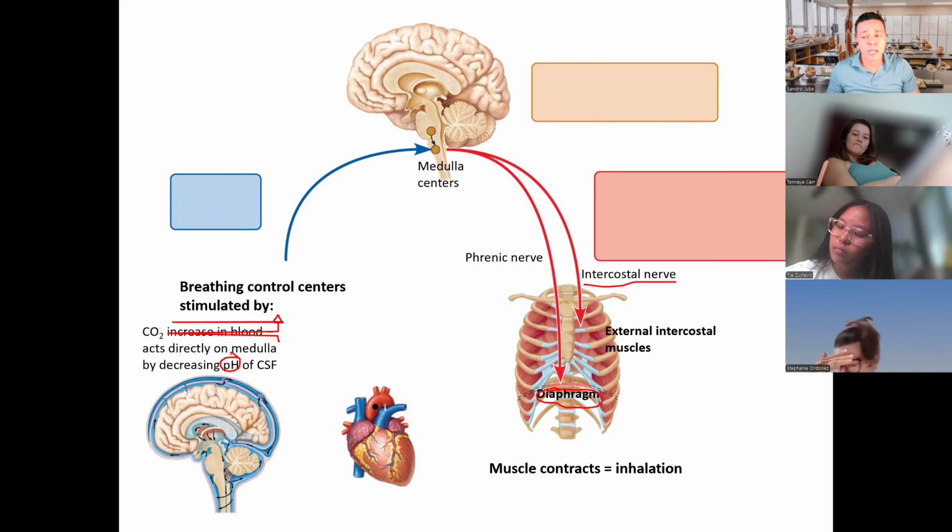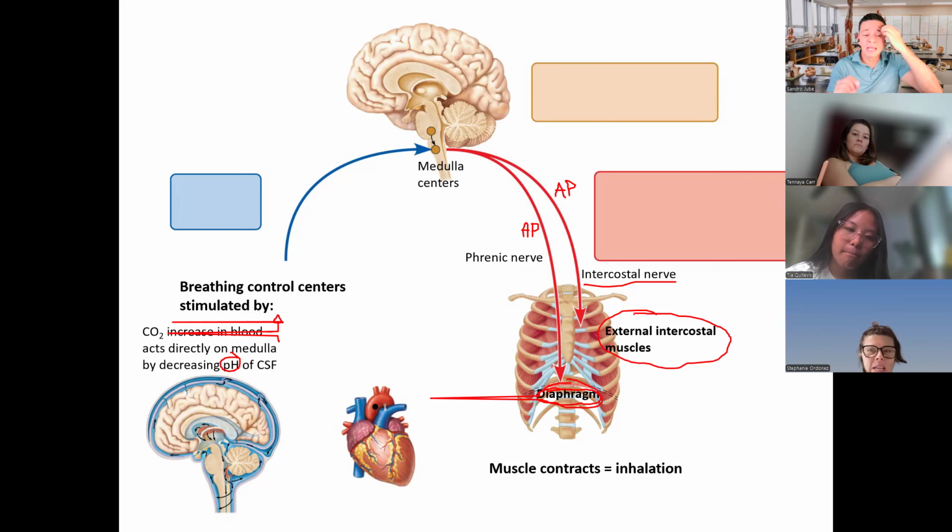And you know what the medulla breathing center is going to do? It's going to fire an action potential through the intercostal nerve, and it's going to fire an action potential through the phrenic nerve. What's going to happen, guys? Now, the diaphragm will contract, the external intercostal muscles will contract. What's going to happen? You're going to breathe. You're going to breathe. Okay?